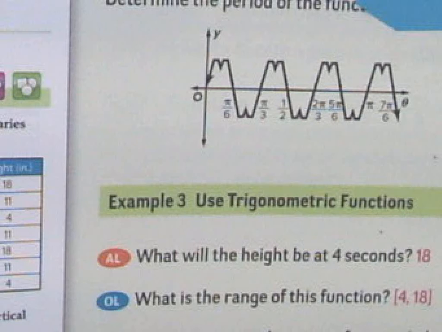Wait, 4 seconds. Oh, that goes with the word problem that had one of those pictures, but then it had seconds on the picture. That's why.